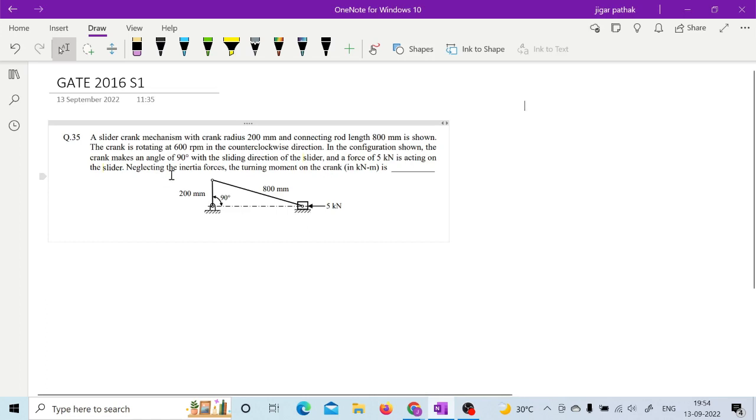The crank is rotating at 600 rpm in the counterclockwise direction. In the configuration shown, the crank makes an angle of 90 degree with the sliding direction of the slider, and a force of 5 kilonewton is acting on the slider. Now neglecting the inertia forces, the turning moment on the crank, right, in kilonewton meter is, so you have to calculate the turning moment. So can you try this?